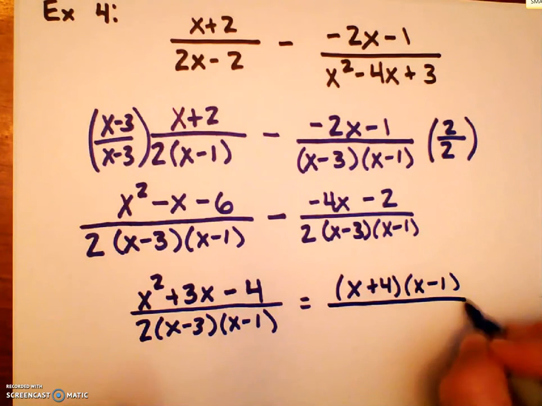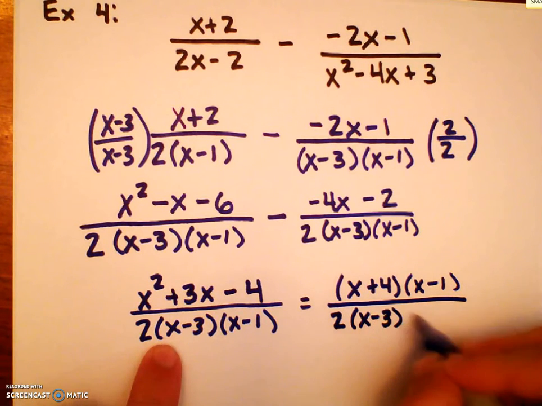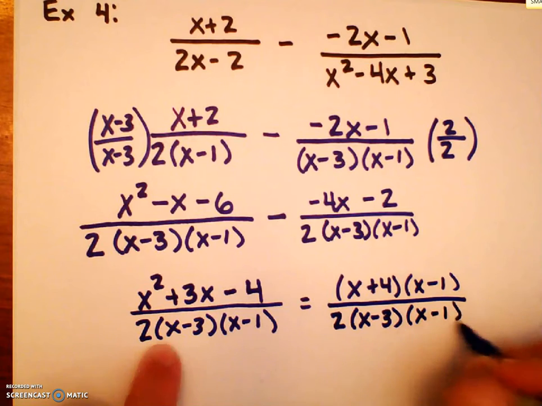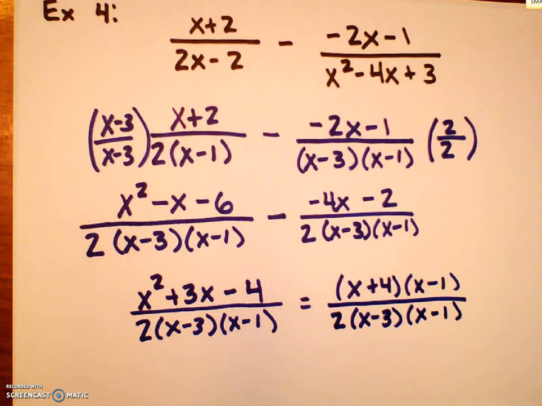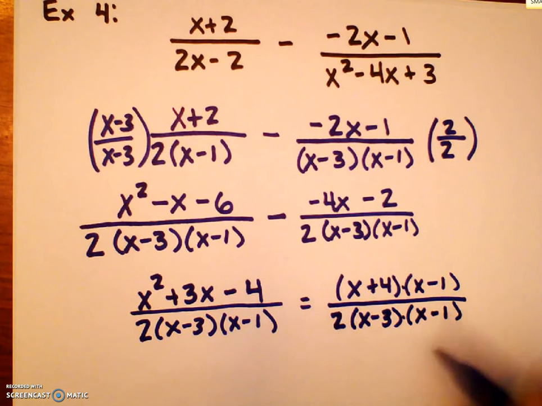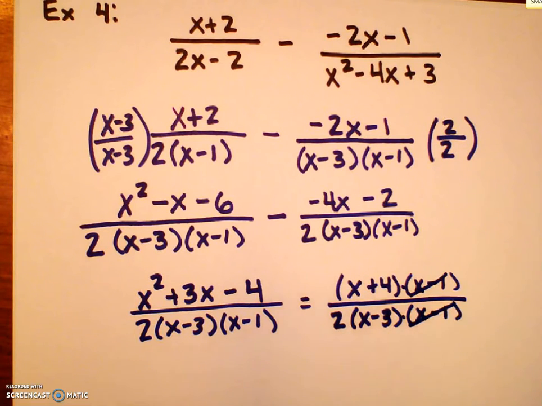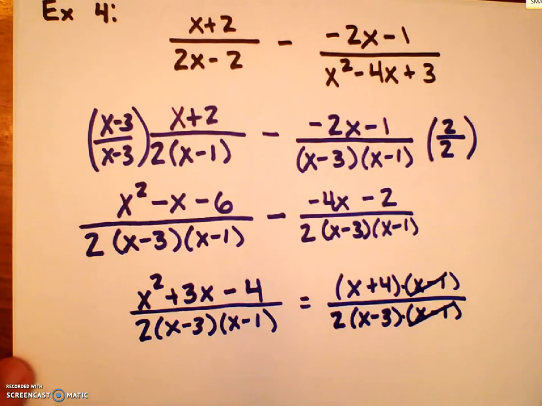The bottom is already factored. This is why we don't simplify the denominator, because we already have it in factored form. There's no reason to change it. And just like in the previous section, when you have factors like this all multiplied together, you can cancel any of the ones you have in common. X minus 1's will cancel. And now you have your final answer.